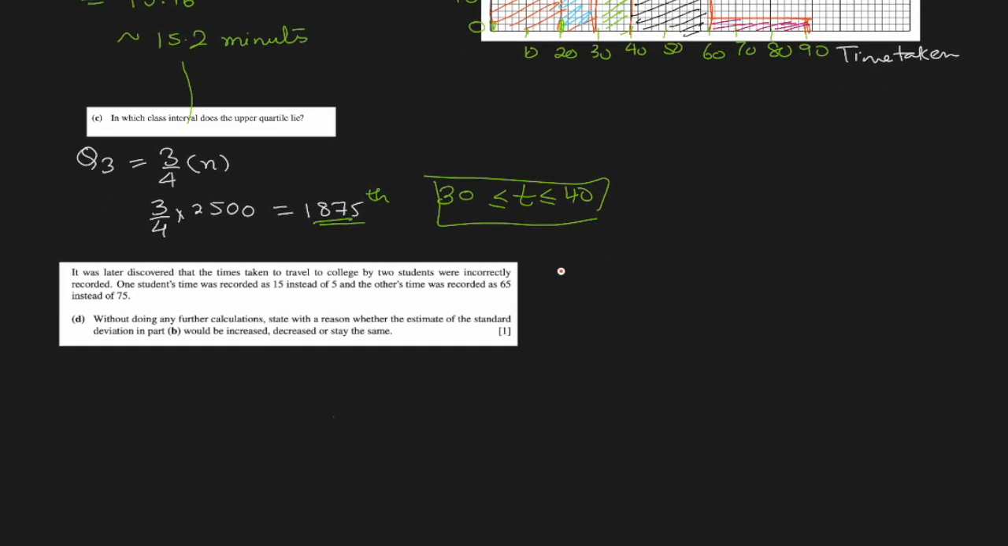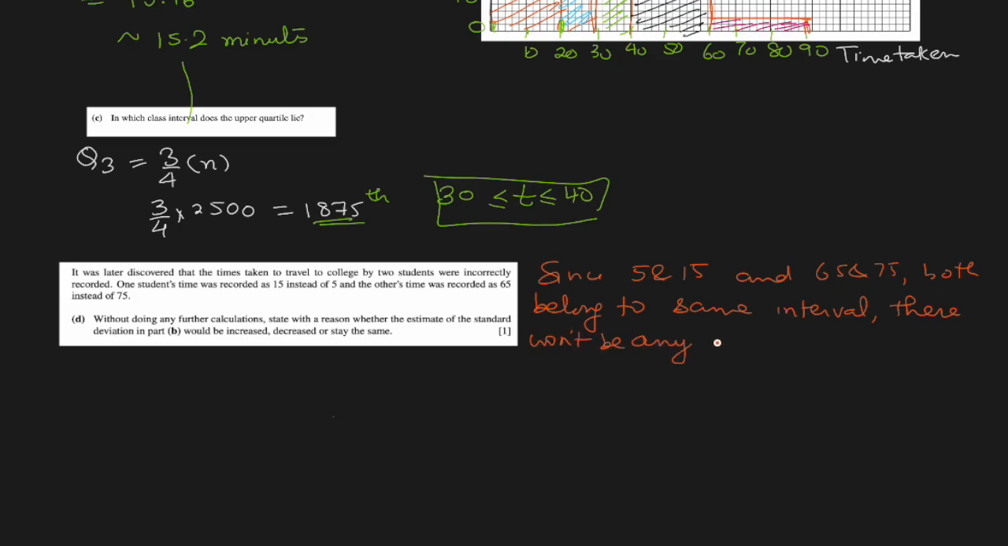So let's write here: since 5 and 15, and 65 and 75, both belong to the same interval, there won't be any effect on the standard deviation, because we used the mid value of the limits, so it is not going to change anything.